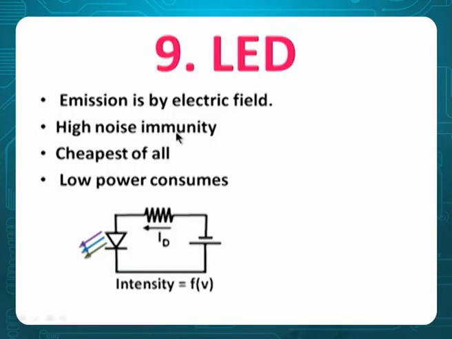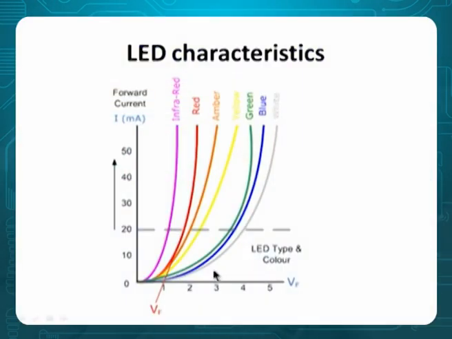LED. Emission is by electric field, with high noise immunity, cheapest of all, and low power consumption. That's why most of the time people use LEDs for indicators. Even in bedrooms, even for a charger, they use LEDs because they consume less power. These are the curves we have, with different colors.